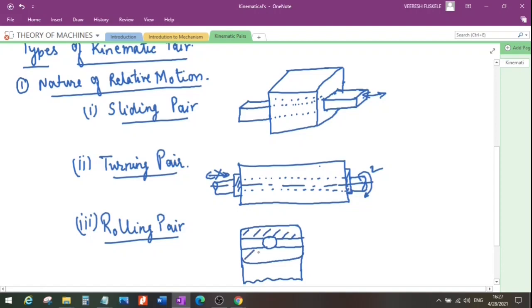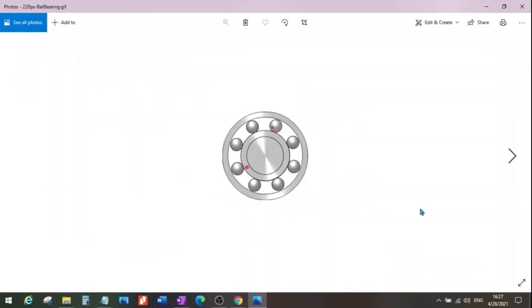You can see here that this is the ball which will be rolling inside this bearing. So there can be a roller also, there can be a ball bearing or roller bearing also, right? So in place of this ball, there can be a roller also. So this ball will be rotating inside this bearing. So this is how you can see that this is the roller which is rotating.